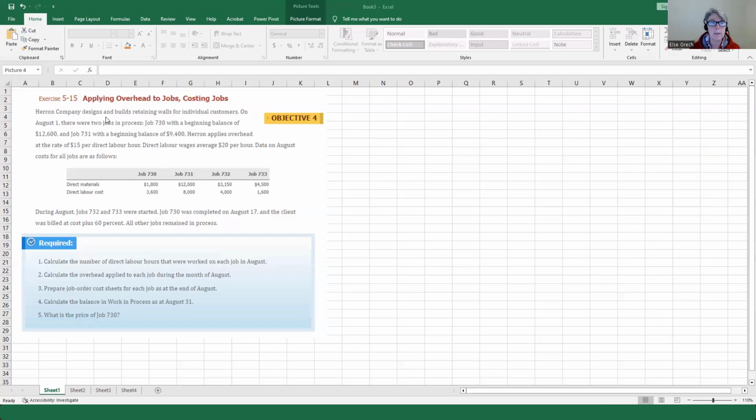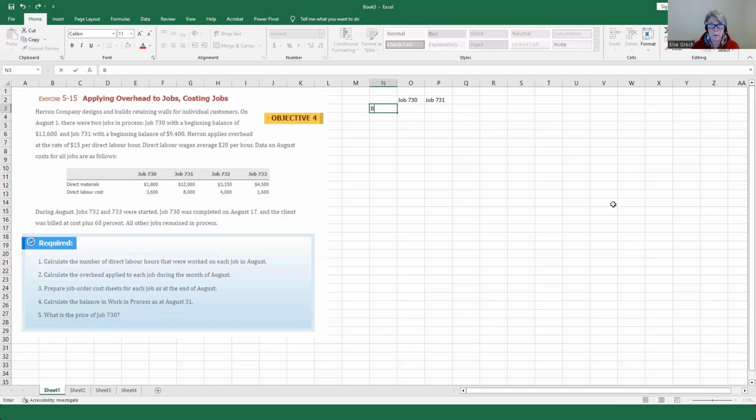We've got a company that designs and builds retaining walls for individual customers, unique. It's going to be different for every single customer. On August 1st, there were 2 jobs in process. Job 730 with a beginning balance of $12,600 and job 731 with a beginning balance of $9,400. So just to get started, let's just do the costing. So this is job 730, and then we have job 731.